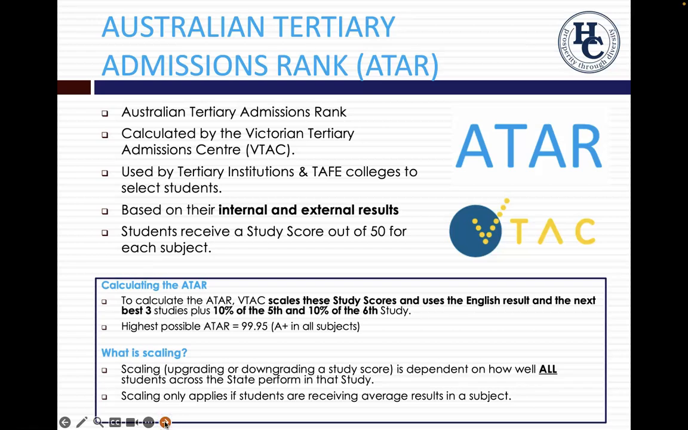and we can step you through the process. For those students who are completing the VCE, you might want to start thinking about factors such as your ATAR, which is the score which is used by tertiary institutions to select students into their programs. And it's based on your internal school results and your external VCAA run exams. And each student within the VCE receives a study score out of 50 for each of their Year 12 Unit 3-4 subjects. To calculate the ATAR, those scores are combined with the English result plus the 3 next best subject results, plus a 10% increment of the 5th or 6th subject in the student's program.